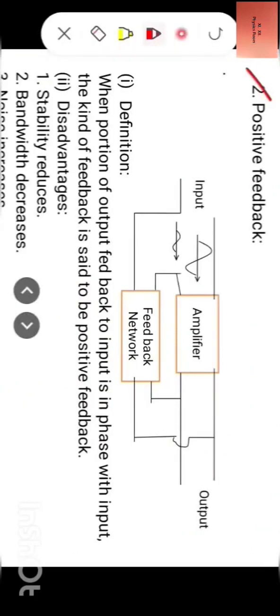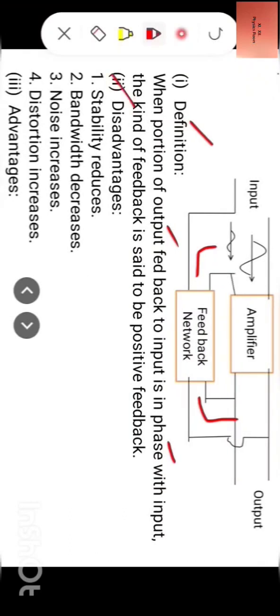Now we come to the second type of feedback, positive feedback. So let us first define positive feedback. When a portion of output fed back to input is in phase with the input, the kind of feedback is said to be positive feedback. I repeat, when a portion of output fed back to input is in phase with the input, the kind of feedback is said to be positive feedback.